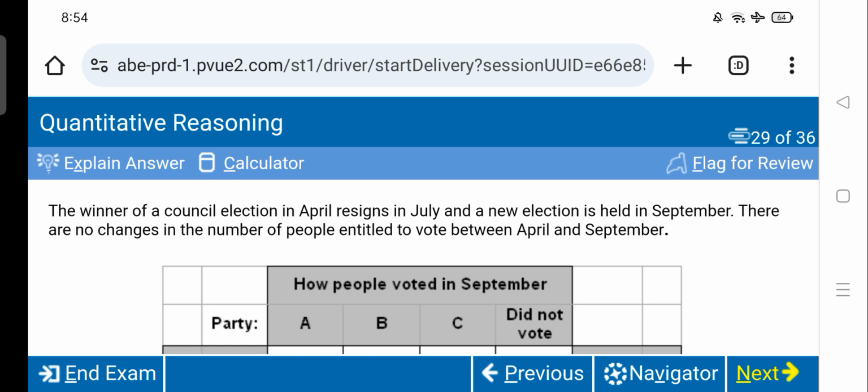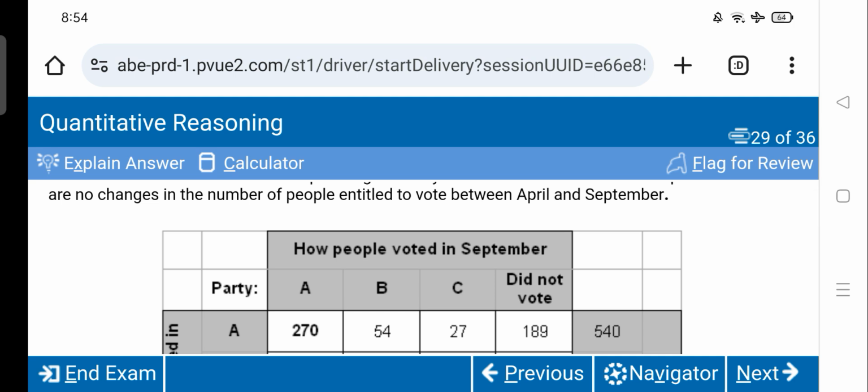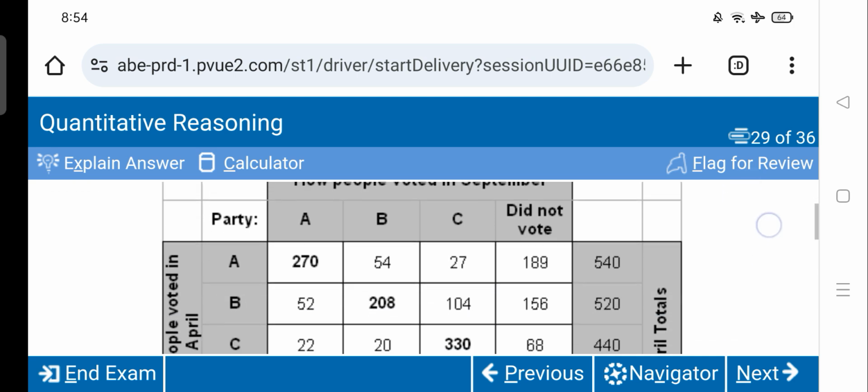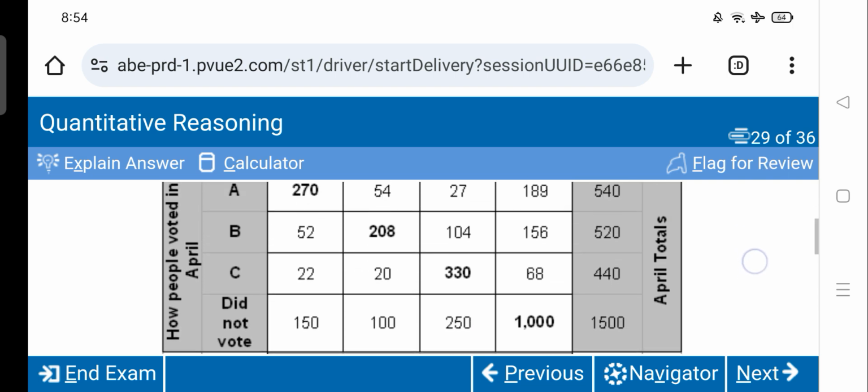Next we have: the winner of a council election in April resigns in July, and a new election is held in September. There are no changes in the number of people entitled to vote between April and September. So how people voted in September, we have this information given here.